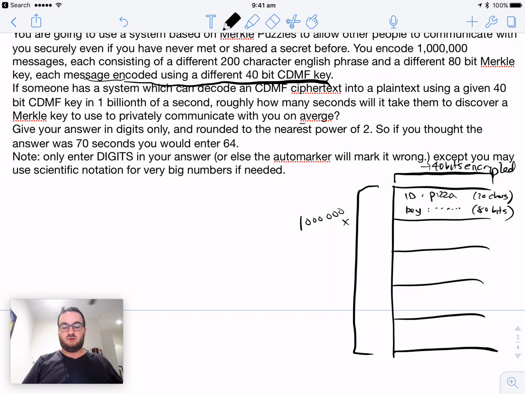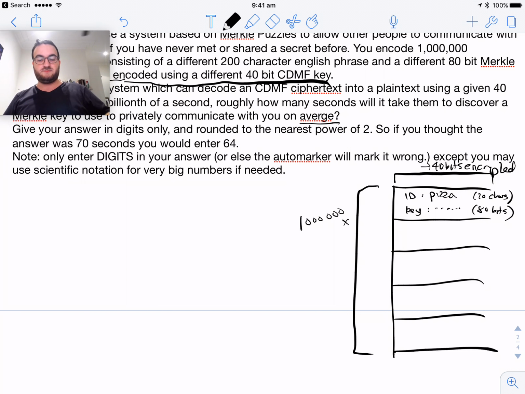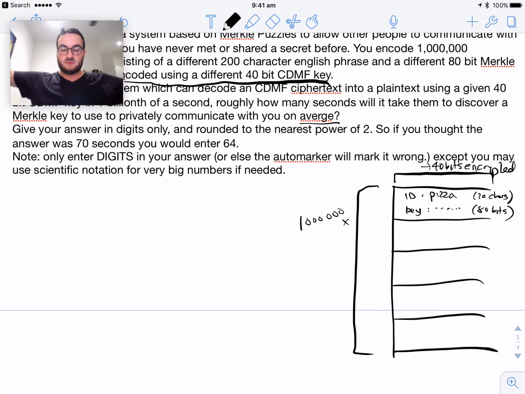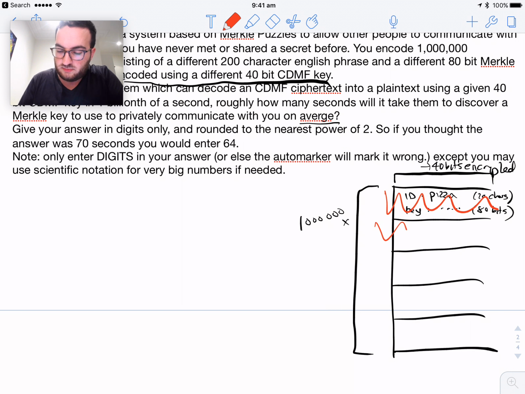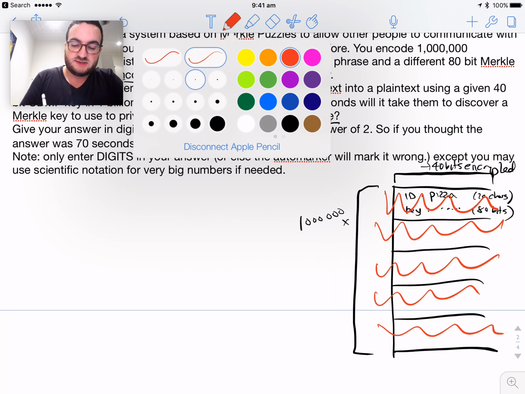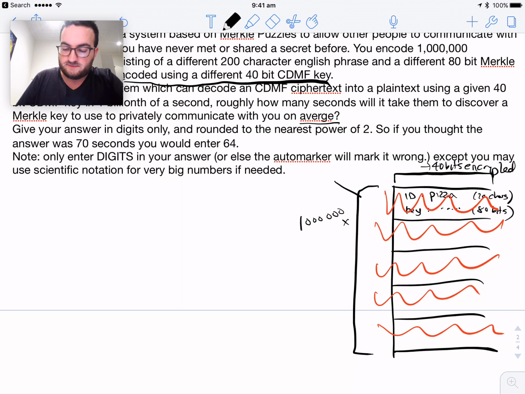So on average, which is an important thing to remember. Give your answer in digits only, round to the nearest power of 2, etc. So let's do that wonderful maths here. So what are they going to have to do in order to brute force my password? Well, remember, like before, these were all red. So what they're going to have to do is start with the first one, and brute force the first one. Now we know this whole red thing is encrypted with 40 bits of key.